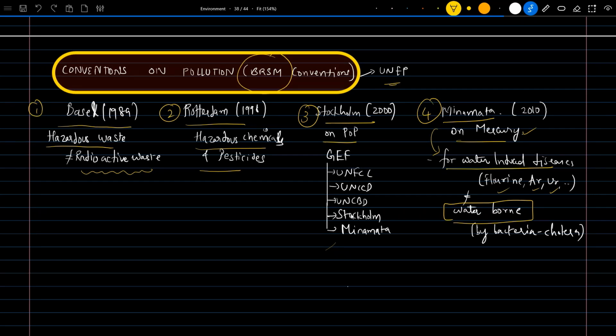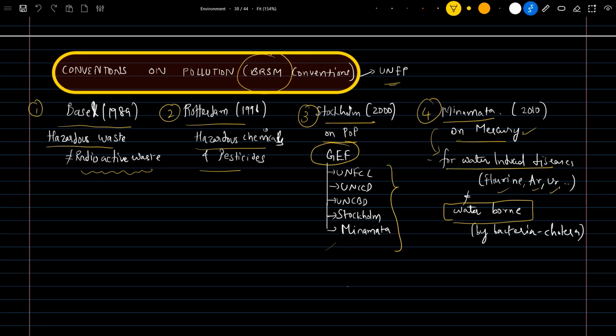And next, we also need to understand there is a fund called the Global Environmental Facility, which will be funding majorly these five things. Under this, Stockholm and Minamata are also covered. It majorly contains UNFCCC, the United Nations Framework Convention on Climate Change, and UNCCD, UNCPD, Stockholm and Minamata. We'll discuss this Global Environmental Facility, GEF, in detail in a while. So these are the major conventions related to pollution called the BRSM conventions.